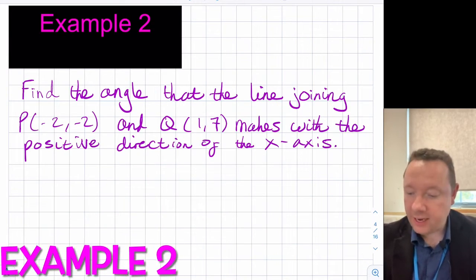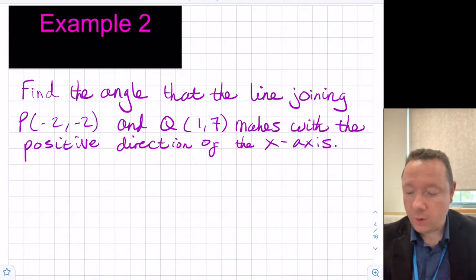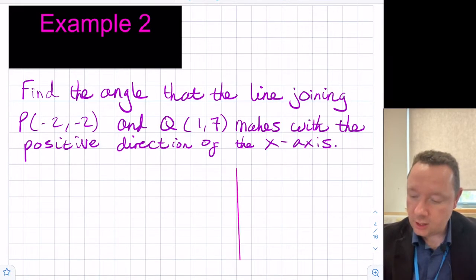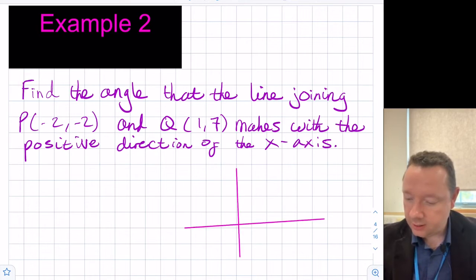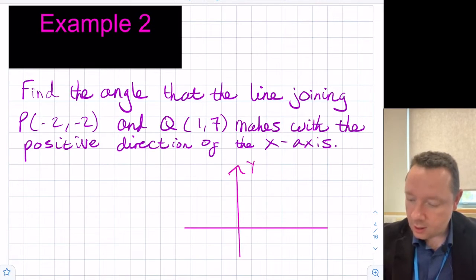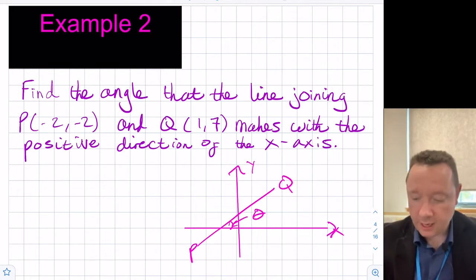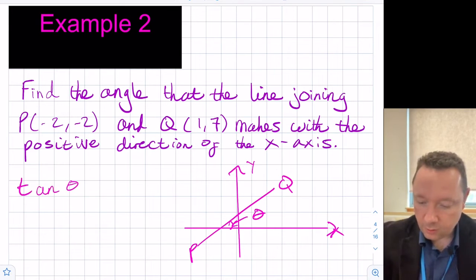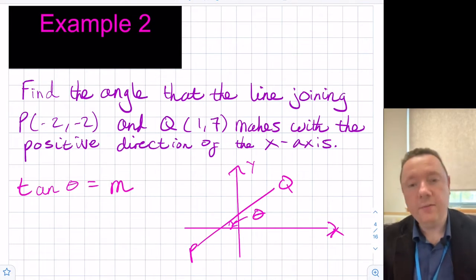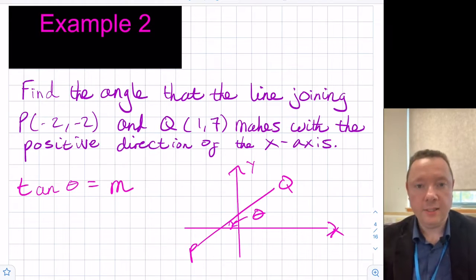Example 2 says find the angle that the line PQ, with P(-2, 1) and Q(1, 7), makes with the positive direction of the x-axis. What's it asking us? Well, if we draw ourselves a little picture, there's an x and y axis roughly, and we've got some line with two coordinates, a P and a Q, and it's asking us, what is this angle in here? Let's call that theta. So we already know that tan theta equals the gradient.